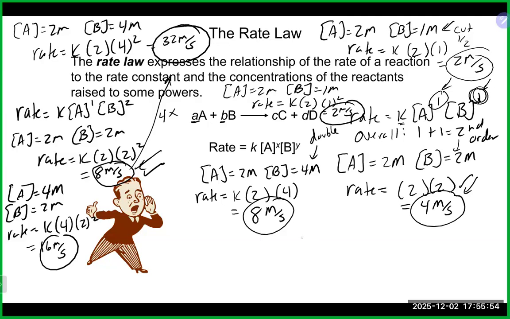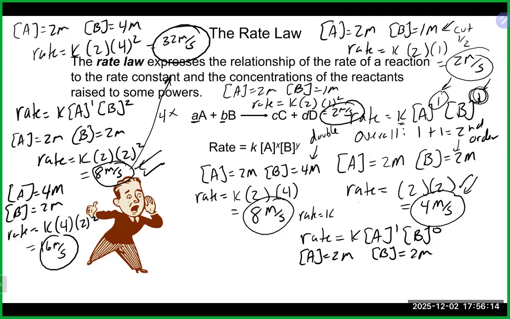Now, something else that sometimes happens is you could have a rate that is equal to K, A to the first power and B to the 0 order. And in this particular case, if I have A that is 2 molar and B that is 2 molar, when I put it into this rate law, the rate is equal to K times 2 and 2 to the 0. When you take something to the 0 order, it equals 1. So that basically equals 1. And that would give us a rate of 2 molar seconds.